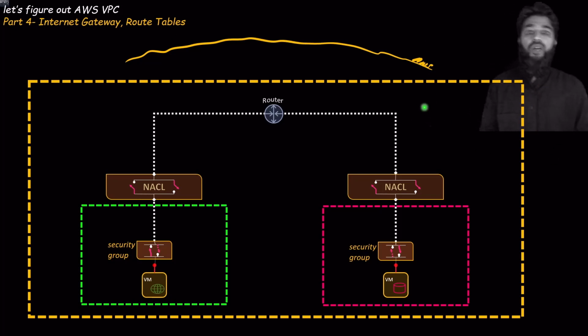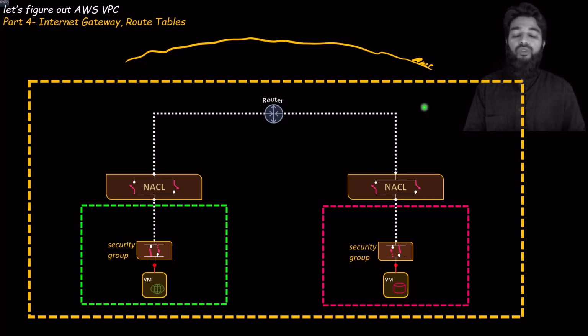Hi there, welcome back to the fourth video in the Let's Figure AWS VPC series. In today's video we will be talking about how to provide an internet connection to our resources, to the virtual machines that we have created in our VPC and in our subnets.